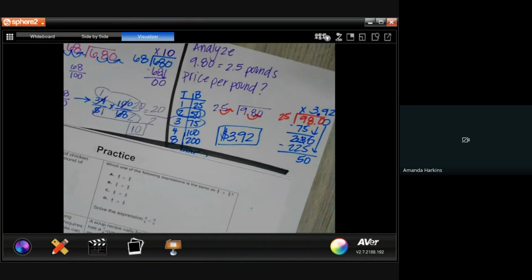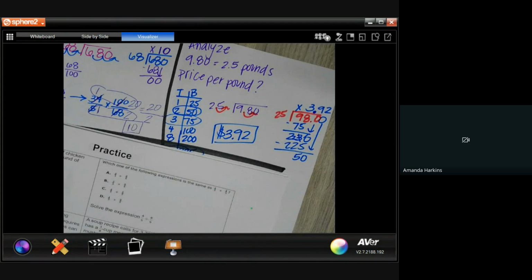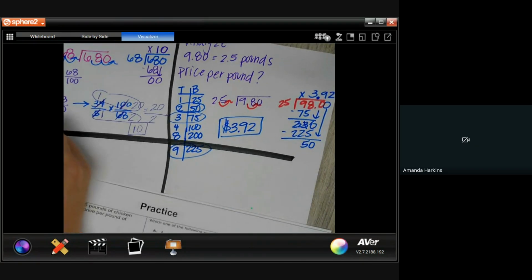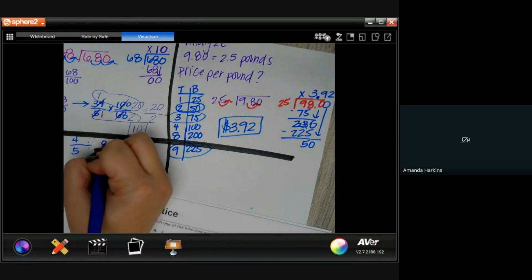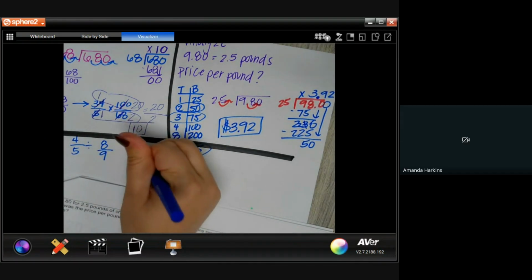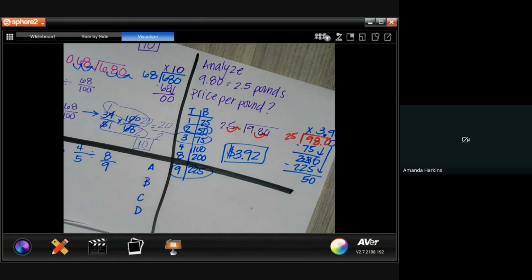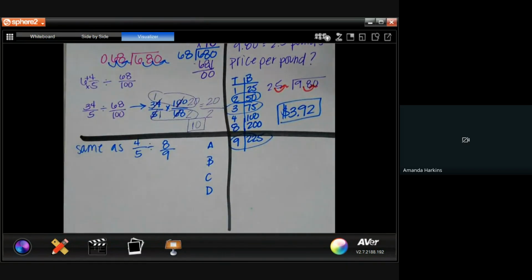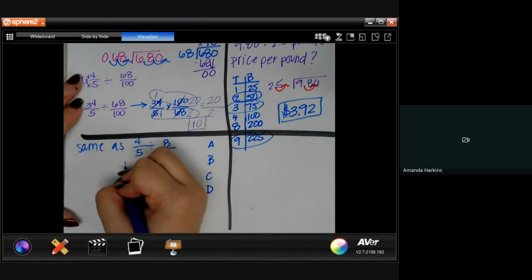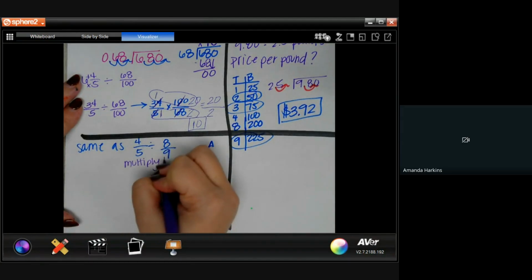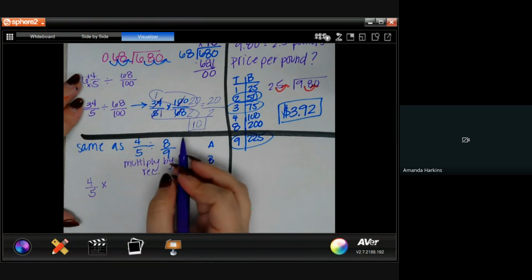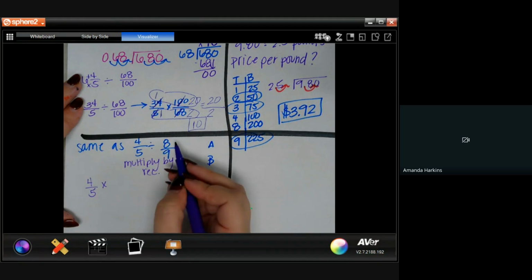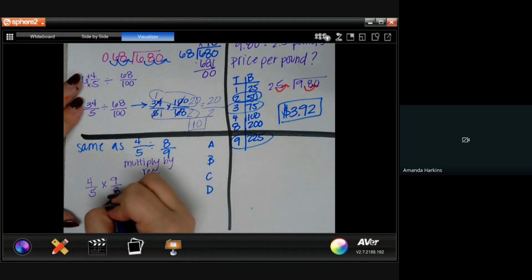Okay, my next one. Which of the following expressions is the same as 4/5 divided by 8/9? So we have A, B, C, D. We know that when we divide, it is the same as we multiply by the reciprocal. So we know that my 4/5 stays the same. My division changes to multiplication, but we're going to do the reciprocal of 8/9. So the reciprocal would be 9/8.